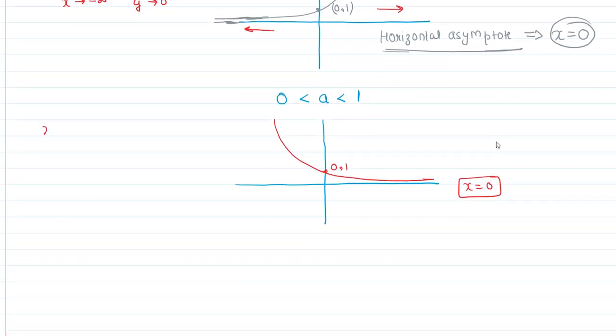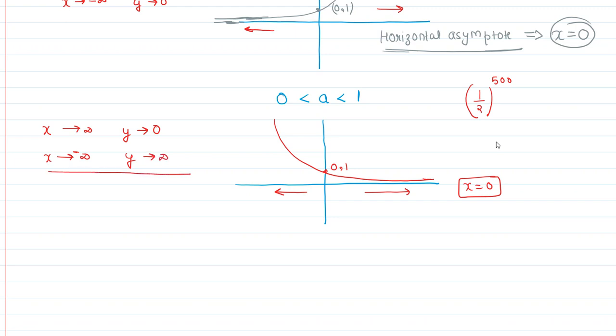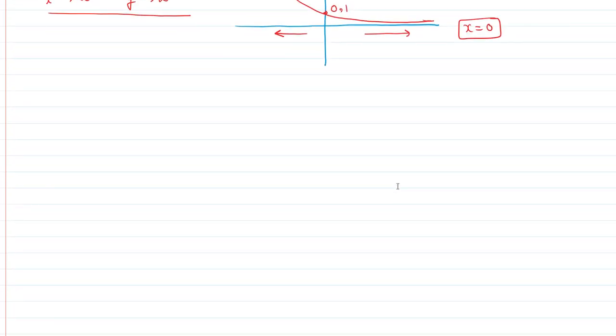And so here when x tends to infinity, so x is moving this direction, y is moving towards 0. Okay, because let's say if a is 1 by 2 and the power is, let's say, 500, it's basically moving towards 0, right? And when x is minus infinity, you can see that y is moving towards infinity. All right, so these are the two graphs that you must know of the exponential function. Two graphs are simple.